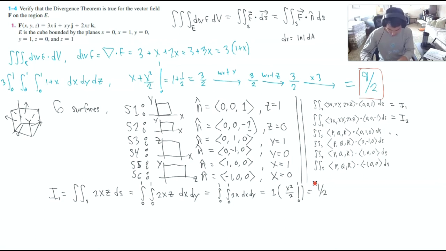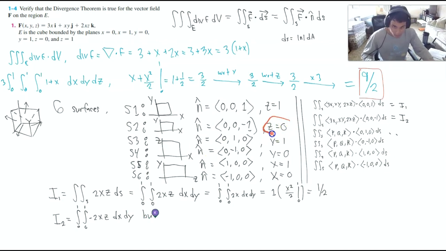Now, I'm going to do I2 here. Okay, I2, it's going to be nearly the same thing. 1 to 0, 1 to 0. And notice that we have a negative right here. So when we do our dot product, what do we have? We'll have a negative 2xz here. And then, yes, again, we can jump to the dx dy part. But what do we have over here? If we look at the cube, and then we're looking at the bottom floor, we can describe its location as z is equal to 0. So then if we put in z is equal to 0, we get 0.